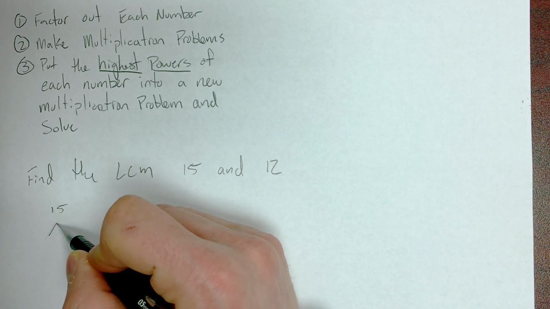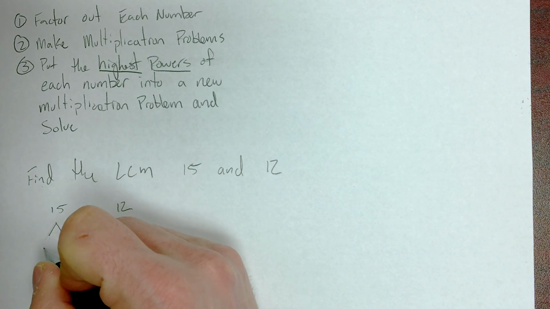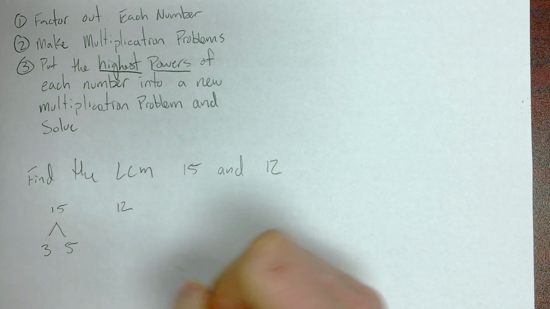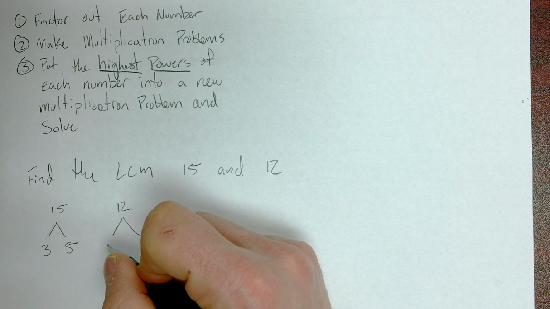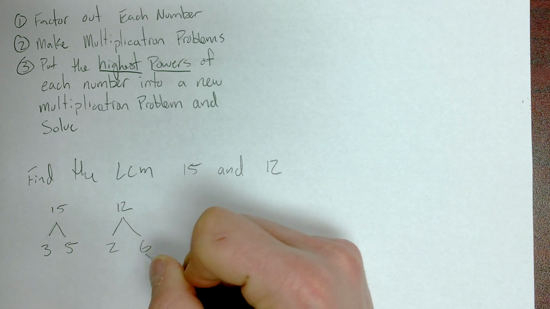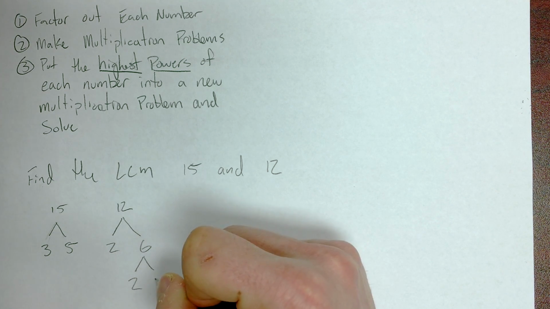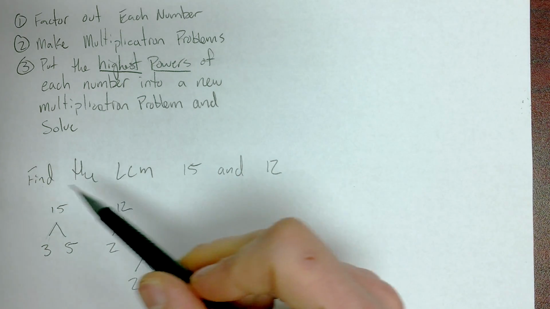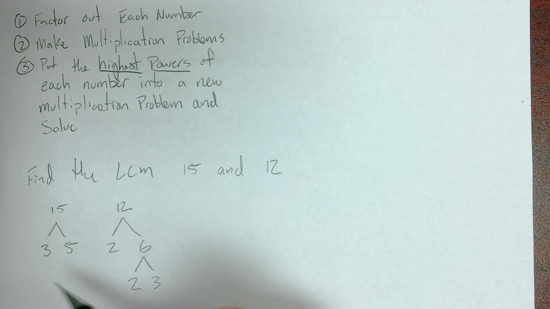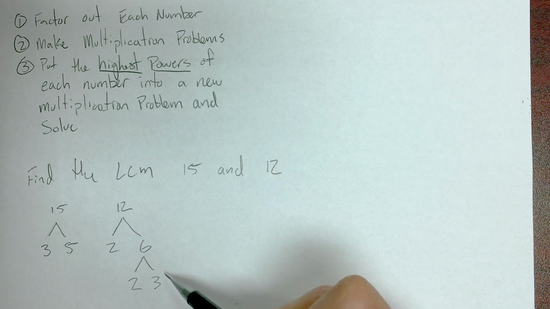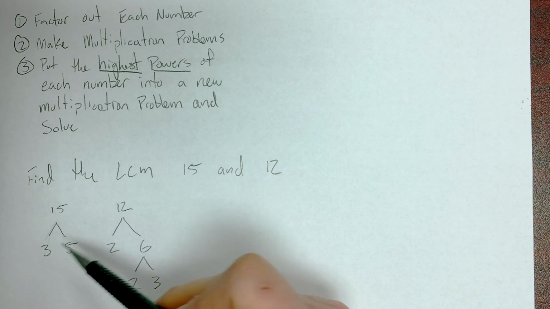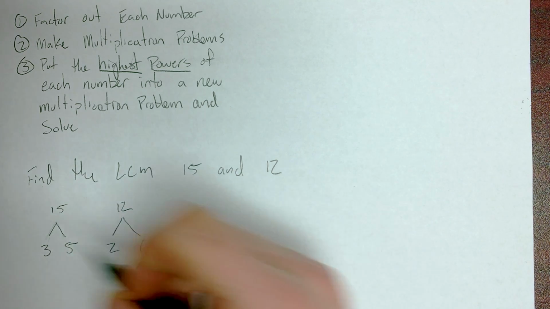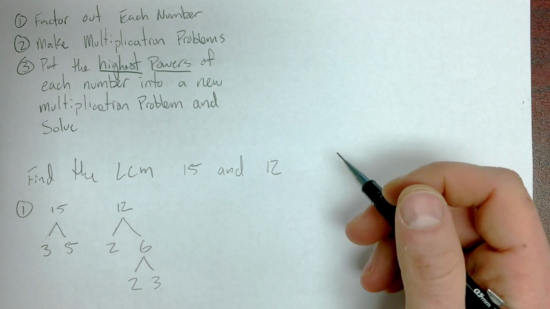So let's start with 15, and let's say 15 can be broken down into 3 and 5, and 12 can be broken down into 2 and 6, but 6 can be broken down into 2 and 3. Again, look how neat the factor trees are. I can clearly see that the 3 and the 2 make the 6, and the 6 and the 2 make the 12, and the 3 and the 5 make the 15. So this is step 1. I'm done with step 1.